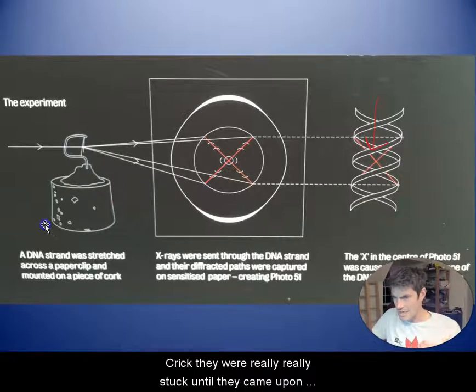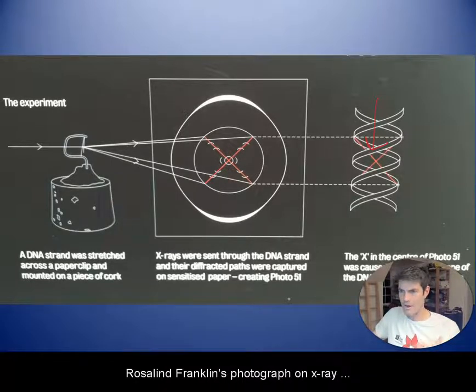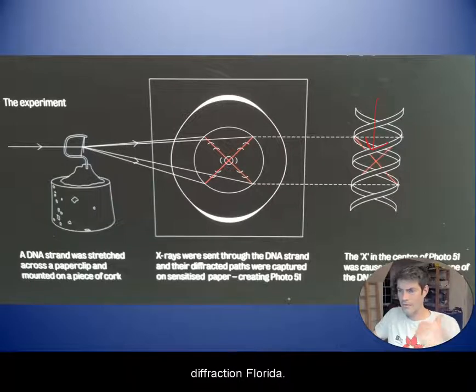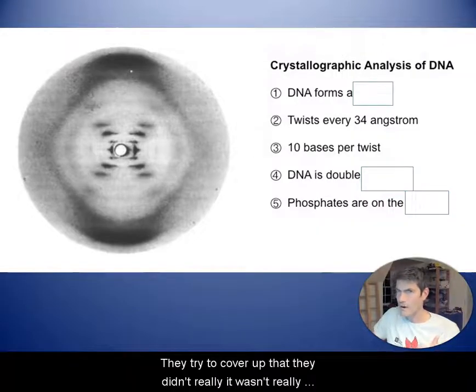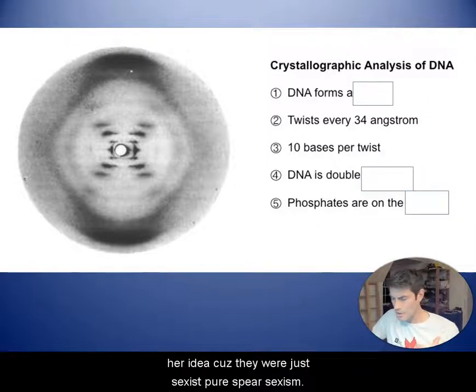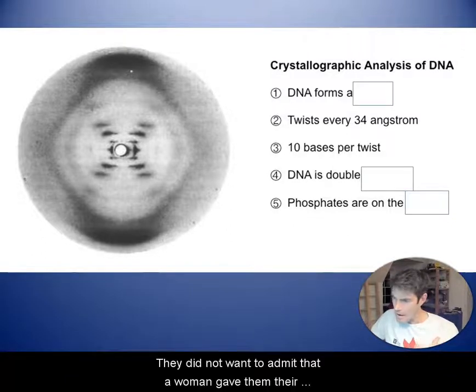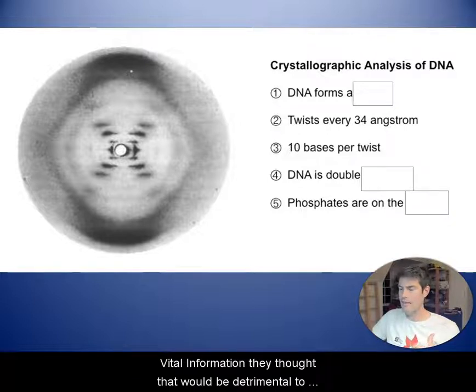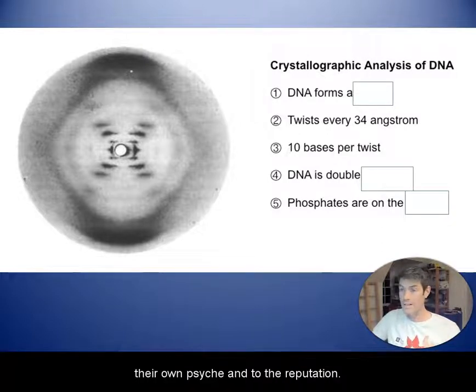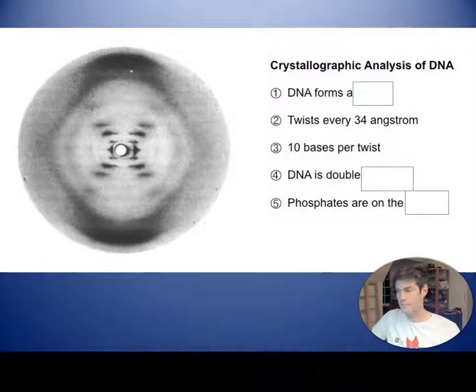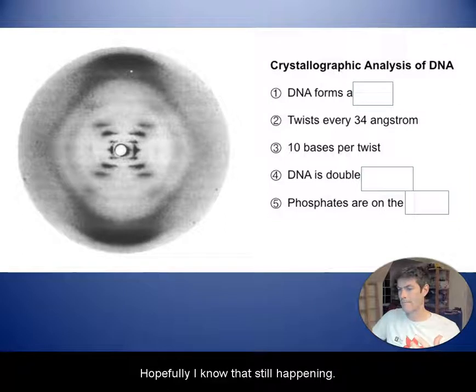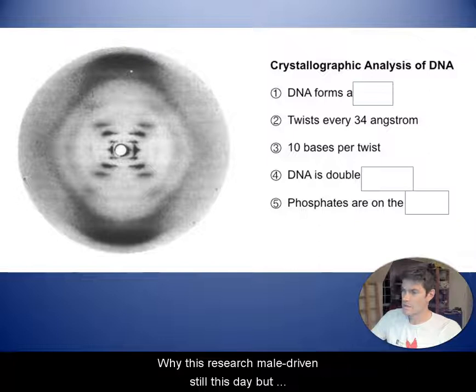They were really, really stuck until they came upon Rosalind Franklin's X-ray diffraction photograph. But they tried to cover up that it wasn't really her idea, because they were just sexist, pure sexism. They did not want to admit that a woman gave them their vital information. They thought that would be detrimental to their own psyche and to their reputation. So that's disgusting. I know that's still happening. A lot of this research is male-driven still to this day, but it is getting better.